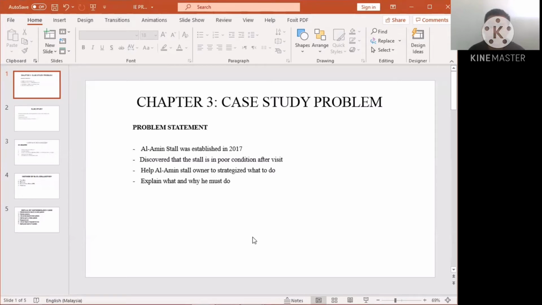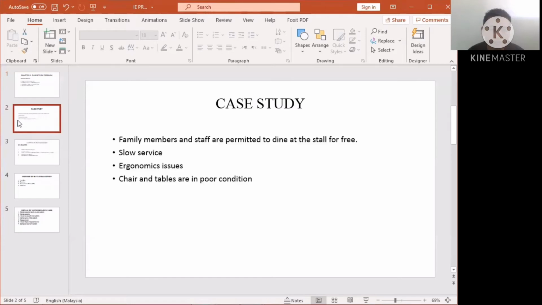In this case, we will try to solve this problem by analyzing and providing solutions to all Al-Amin stall issues based on our knowledge in industrial engineering. Moving to the case study.